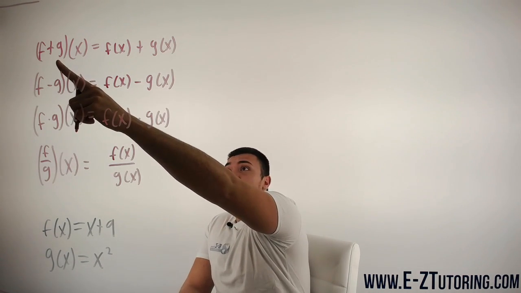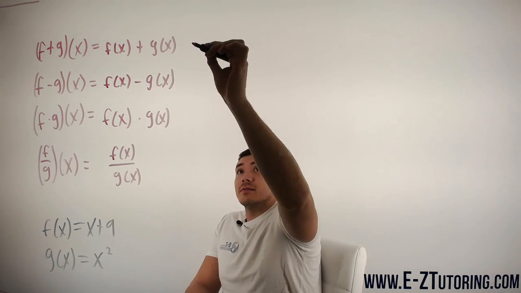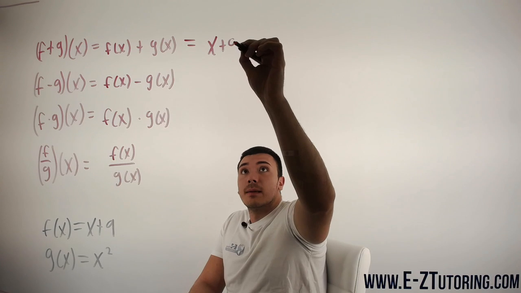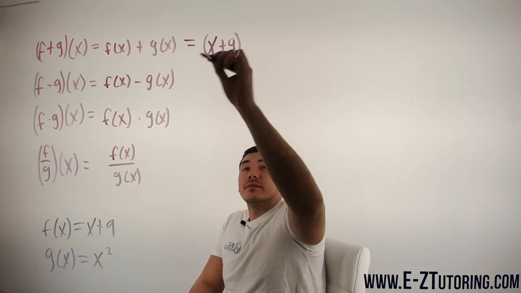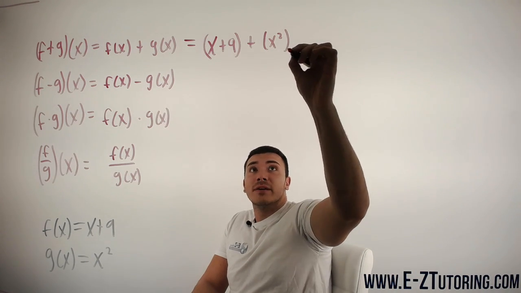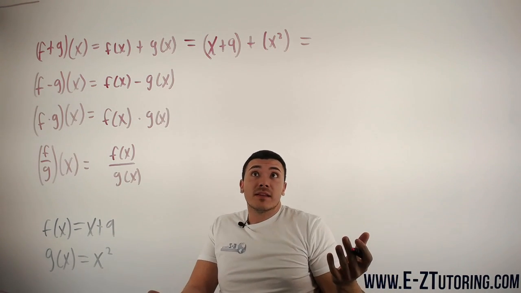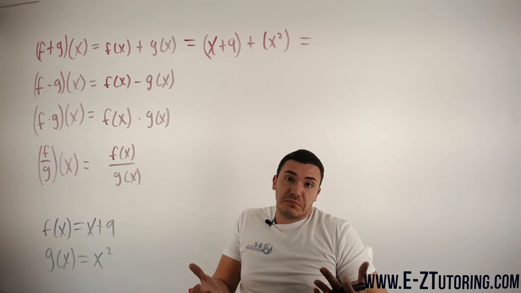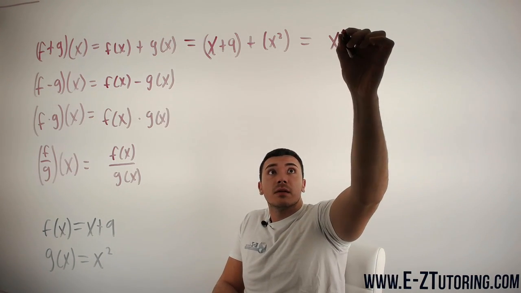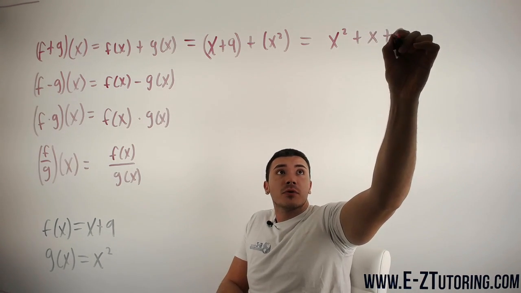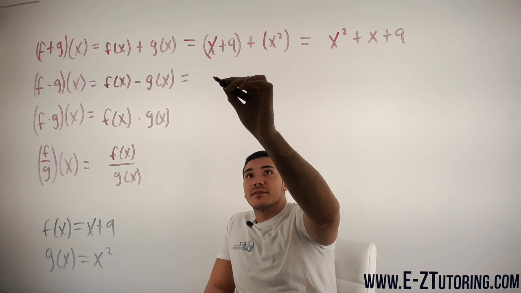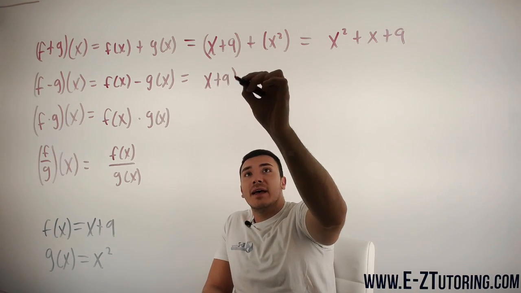We know that f plus g of x is simply f of x plus g of x. So we'll simply take f of x, x plus 9, and we will add g of x, which is x squared, plus x squared. And you will want to look to see if you can combine any like terms. In this case, we can't. So just go ahead and put the leading degree out front so we can write it in order, and that would be your answer.